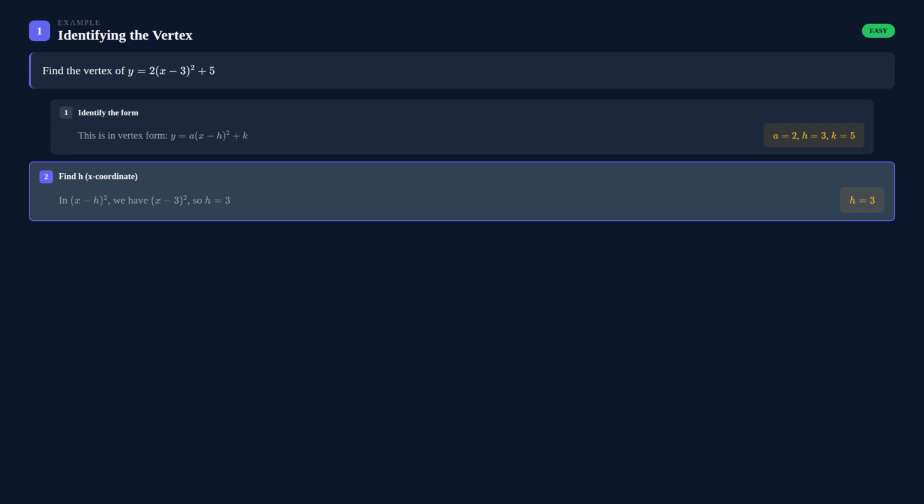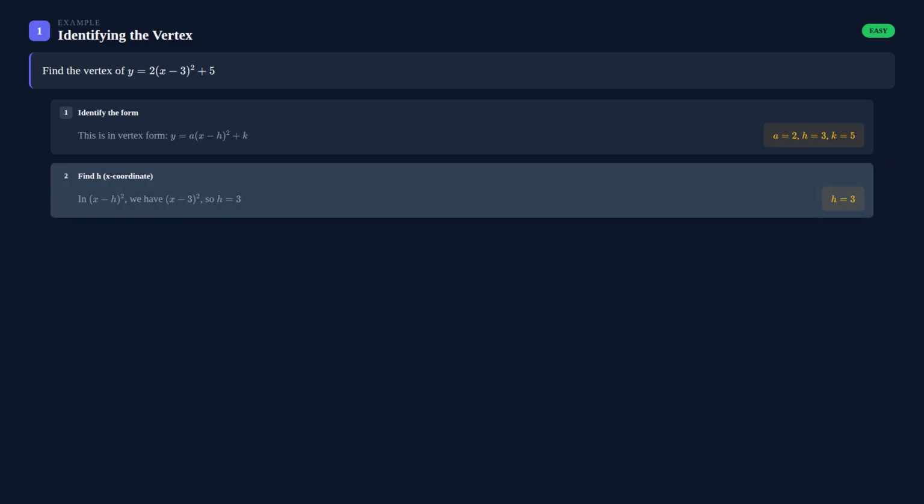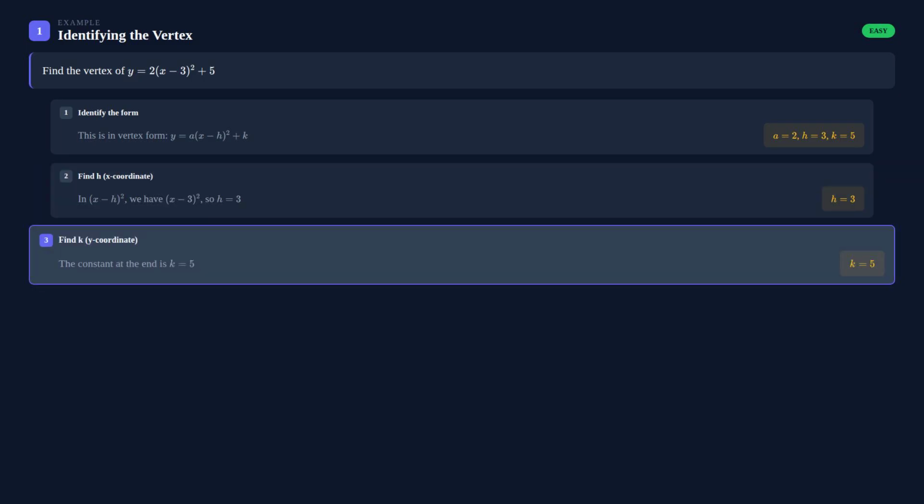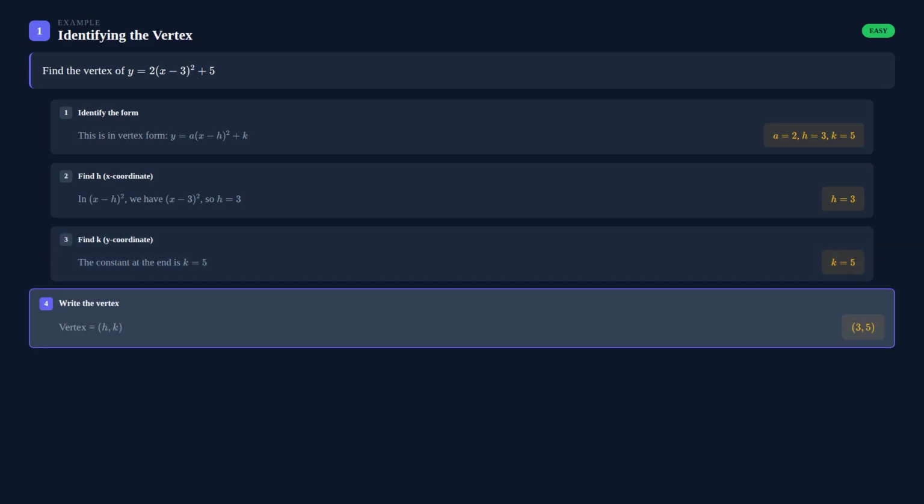Step 2: Find h, the x coordinate. In (x - h)², we have (x - 3)², so h = 3. This gives us h = 3. Step 3: Find k, the y coordinate. The constant at the end is k = 5. This gives us k = 5.